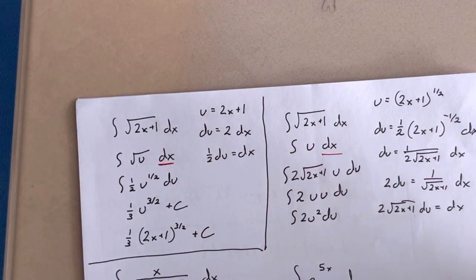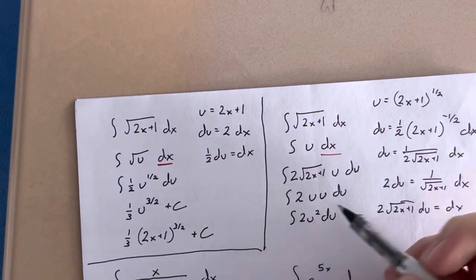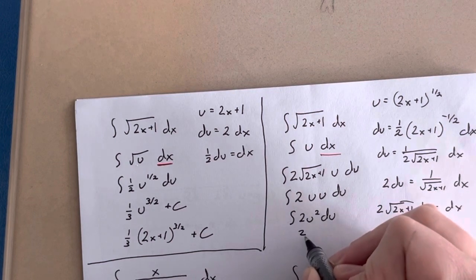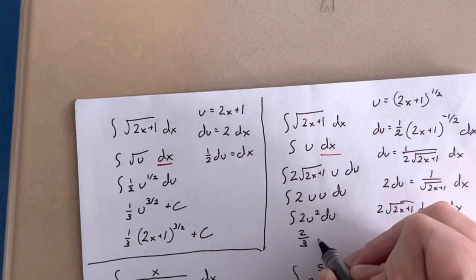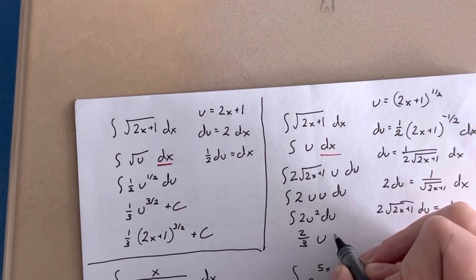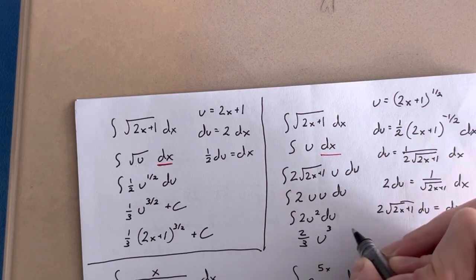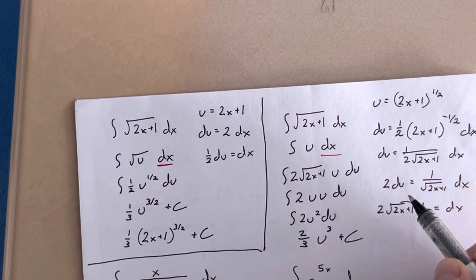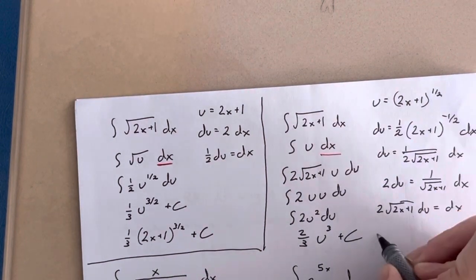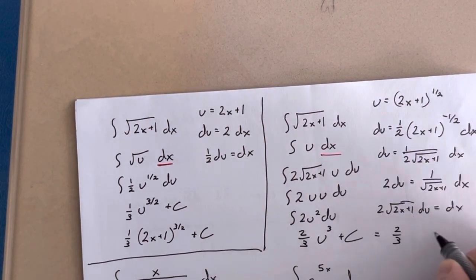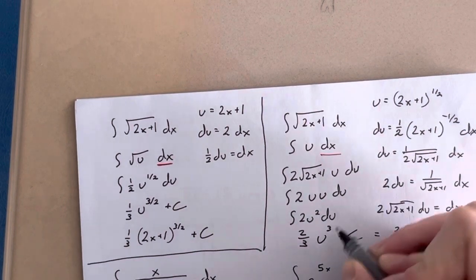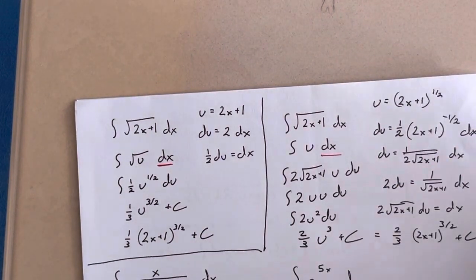I'm quickly running out of room here, but we're going to get there just fine. We're going up to 3. Should be 2/3 u to the third here, plus c. We're putting this all back in, and we're getting 2/3 times 2x plus 1 to the 3/2 power, plus c.